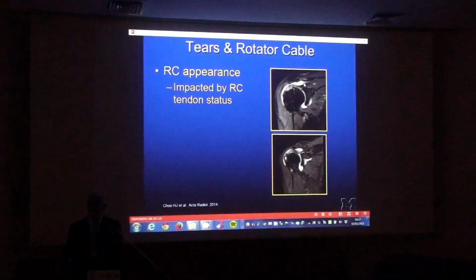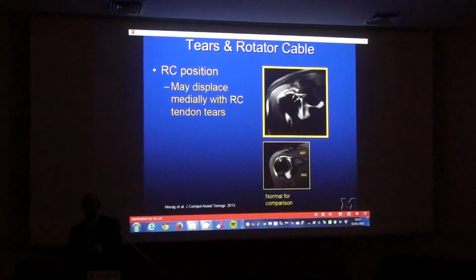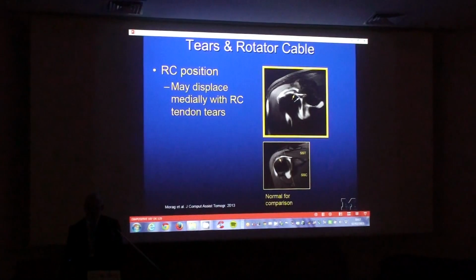However, in the context of cuff pathology, it may look a little different. It may look thickened with a heterogeneous signal, as it looks here and here. And in the context of cuff tears, massive cuff tears, we'll also see medial displacement of the cable. And we're not sure what it indicates at this point. Here's the medial displacement compared to the normal appearance of that cable-like structure.